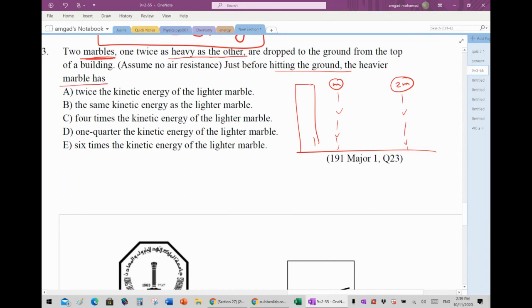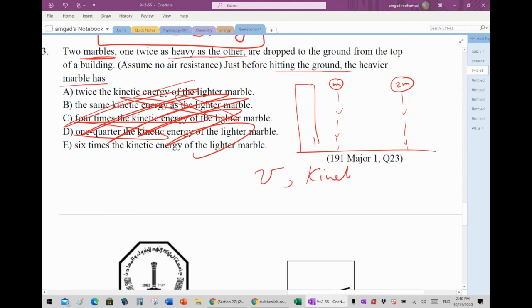The heavier marble has what? Without looking at the choices, I don't care about what he's giving. The heavier marble, he might talk about the speed. He might talk about kinetic energy. What do you think? He might talk about total energy. When they reach the ground, which one will have more speed? The heavier one? They will be the same. They will have the same speed.